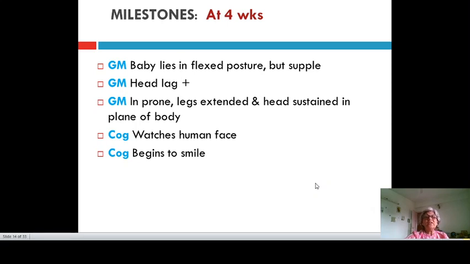So at 4 weeks, and also as you go through the slides, you will see on the left, there are some blue letters which indicate which domain that activity is pertaining to. So at 4 weeks, the baby generally lies in a flex position. There is head lag. In prone, the legs are extended as you have seen. The head is just sustained in the plane of the body. The 4-week-old baby can watch a human face. He will look at the mother's face and he just can begin to smile.